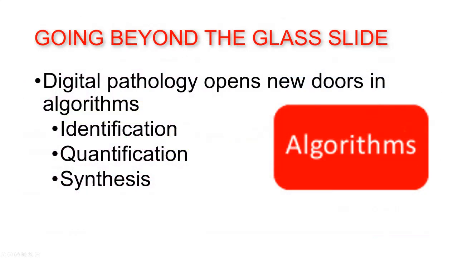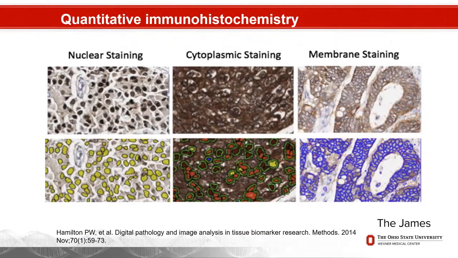Once you have the slides digitized, you can open new doors in algorithm usage, AI usage. Identifying things becomes easier, quantifying things becomes easier, synthesizing the information with the clinical information. For example, prostate biopsy with a patient who has a high PSA, you can make that process easier and faster. So it's really opening up quantitative immunohistochemistry like never before.